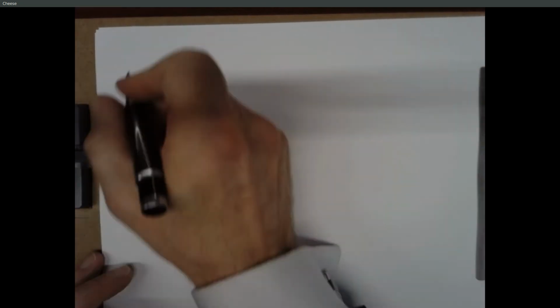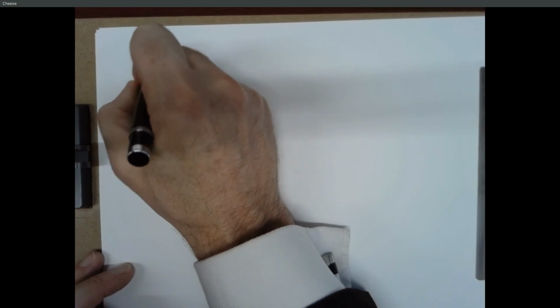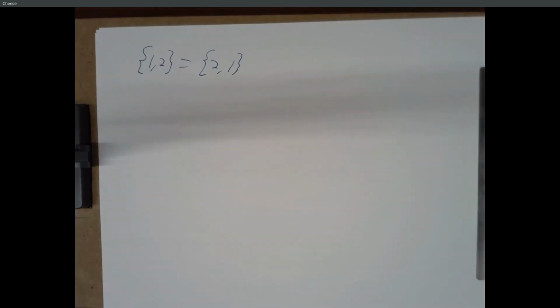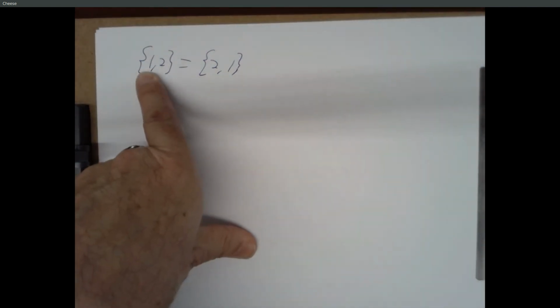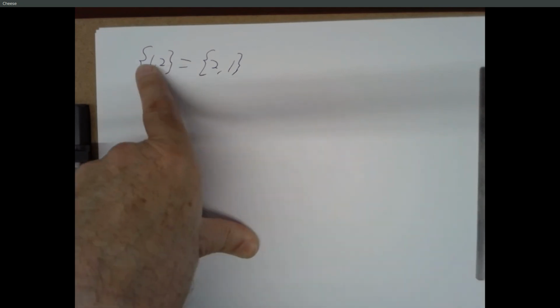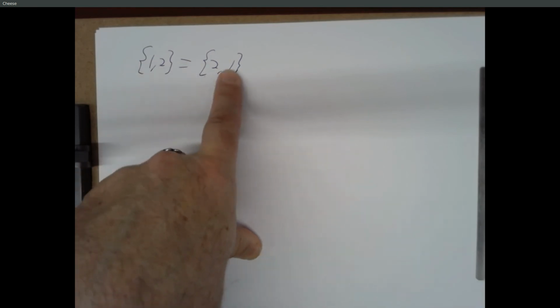All right, so just to be really clear, are these two sets equal? We know they're equal because the definition says an element belongs to this set if and only if it belongs to that set. Well, the element 1 is over here in the set on the left, it's also in the set on the right.